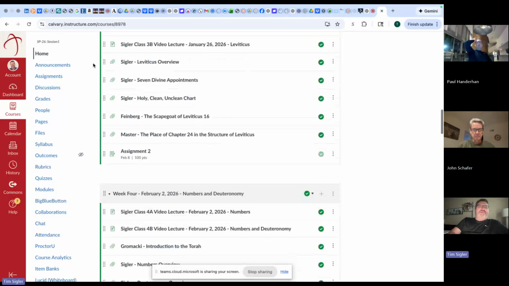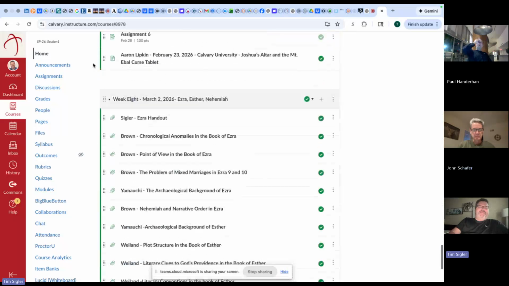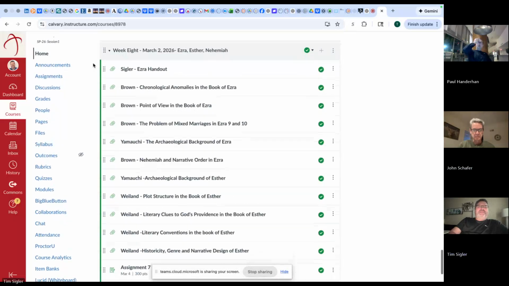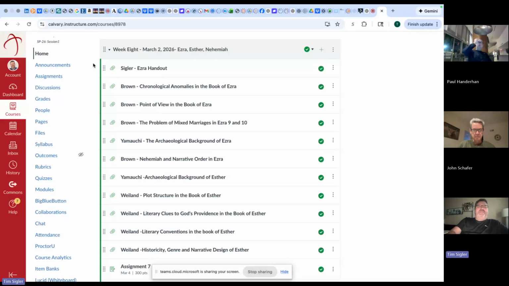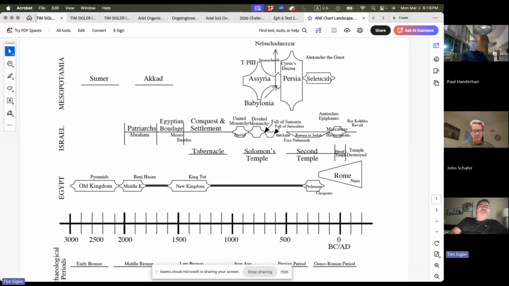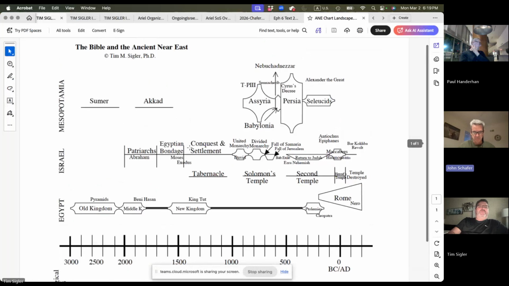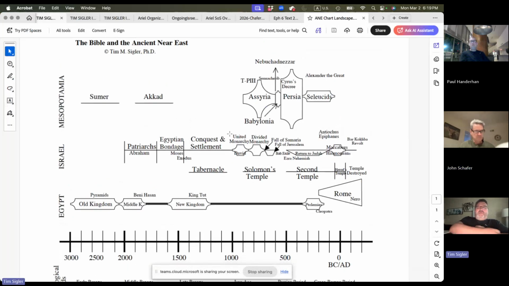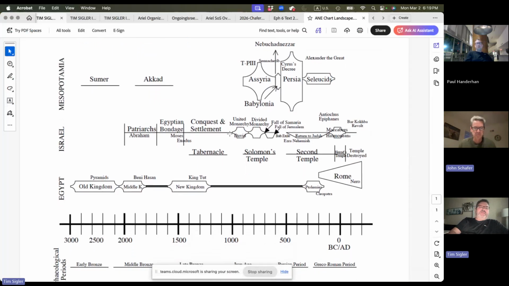So, looking through all of these weeks, we've really covered a lot of ground, and we now come to week 8, looking at the books of Ezra, Esther, and Nehemiah. So I want to start right away with this handout on Ezra. And as you would have that available, I also want to turn our attention to this chart on the Bible in the ancient Near East that you don't have to pull up, but I know you have it from earlier in the course. And essentially, it's looking at the timeline.